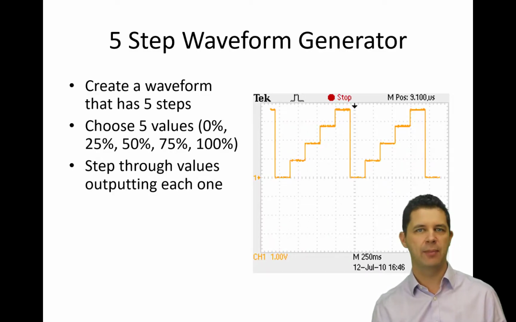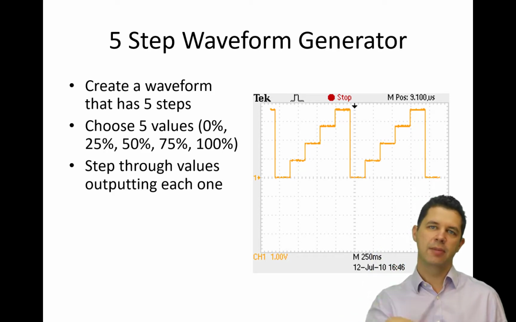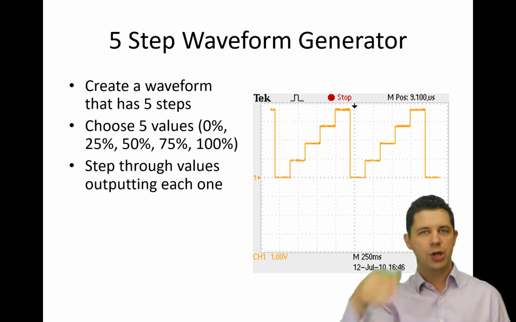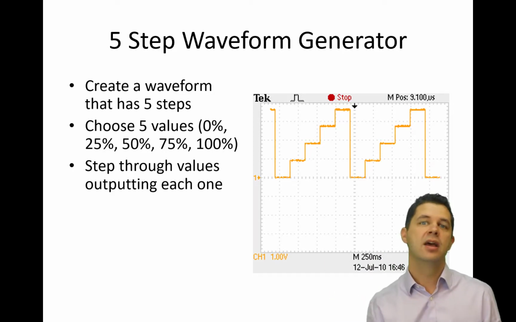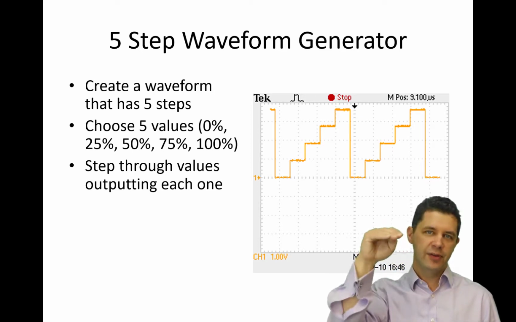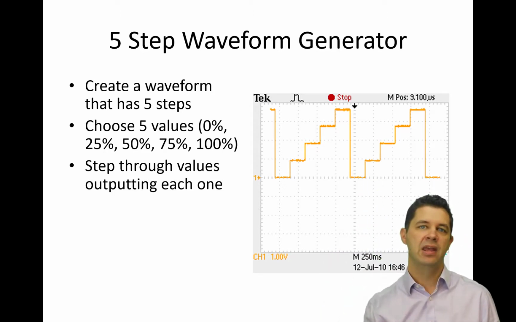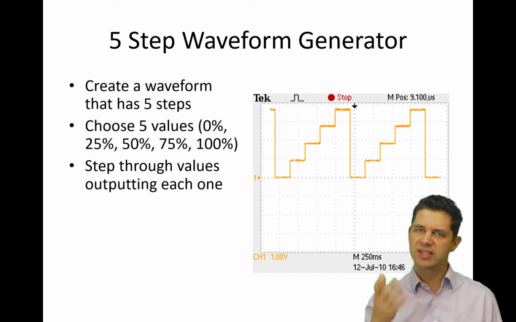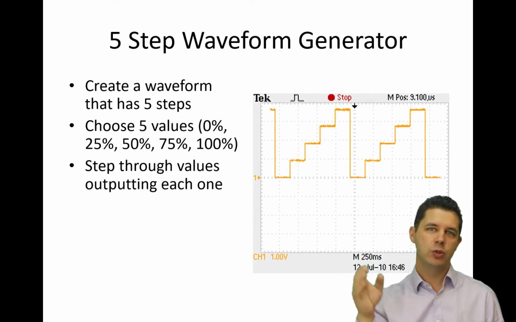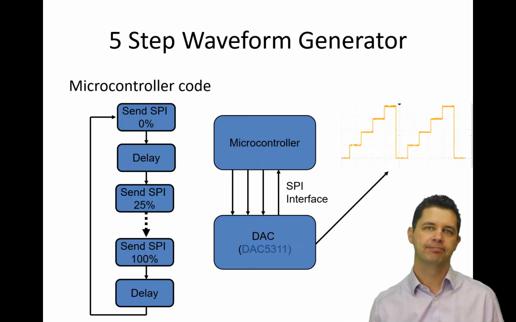Now, how about we do something a bit fancy? How about we create a waveform that looks a bit like this? Rather than just creating something that's nicely stepping up or a sinusoid or something, we can do all those things. But let's create a waveform that's got 5 steps in it. So it'll step from 0 volts to 25% of full scale, 50%, 75%, 100%, and then straight back down to 0 again. So we want to step through each of these values, and you'll be doing something like this in one of the labs using pulse width modulation. And outputting each one for a short period of time. So we get our waveform that looks a bit like this.